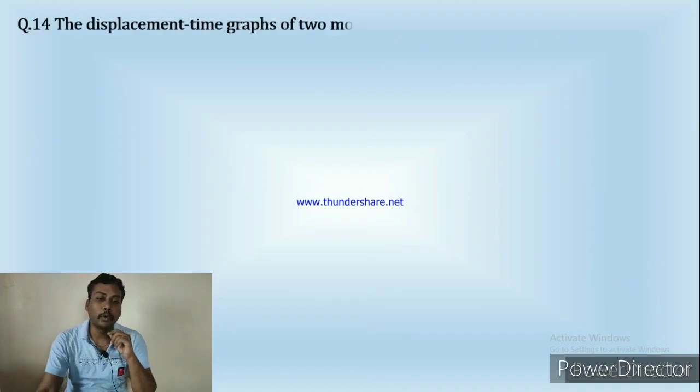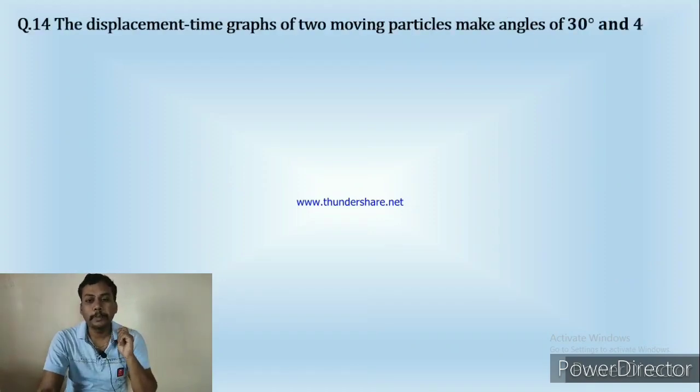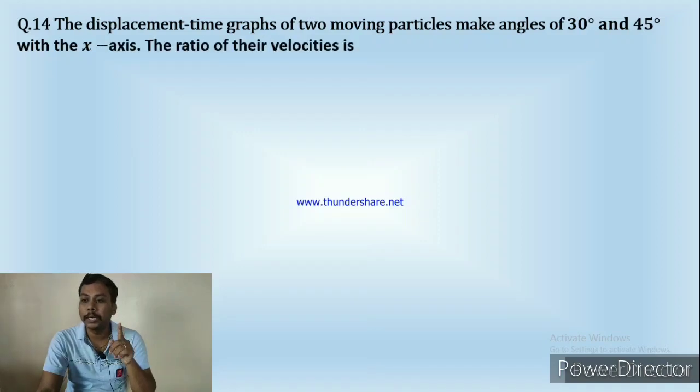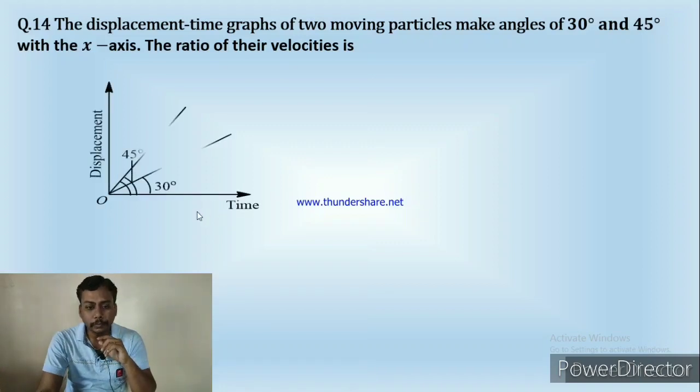Now question number 14. The displacement time graphs of two moving particles make angles of 30 degree and 45 degree with the x-axis. The ratio of their velocity is. So these are the two displacement time graphs. One graph makes an angle of 30 degree, another graph makes an angle of 45 degree with the time axis. And we have to find out the ratio of their velocities.